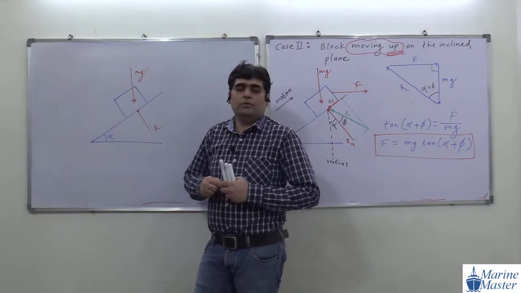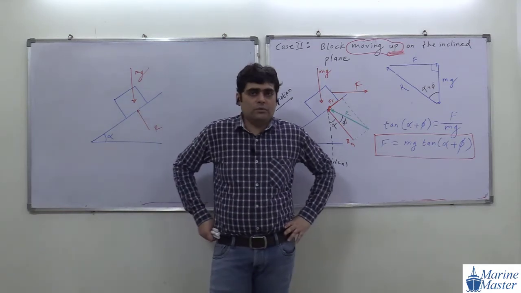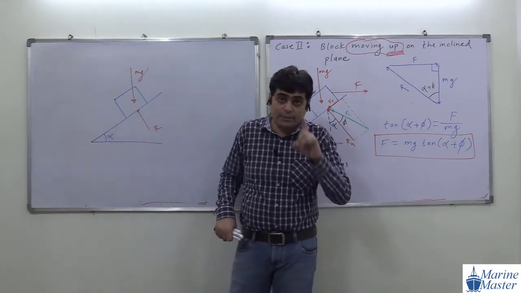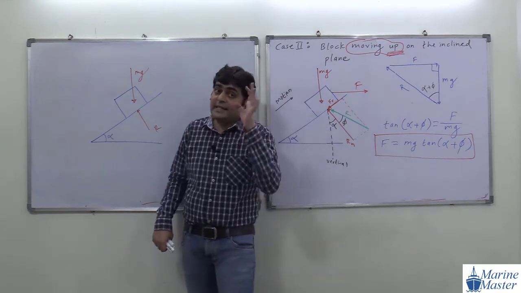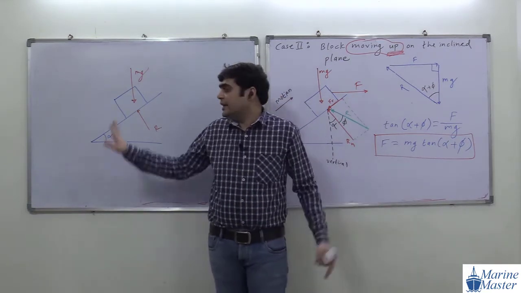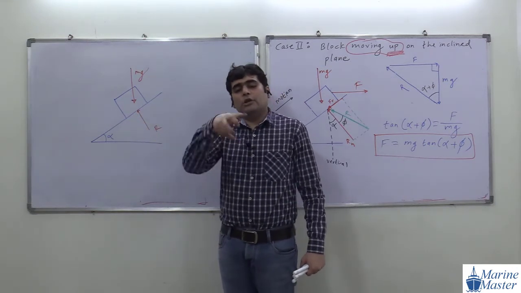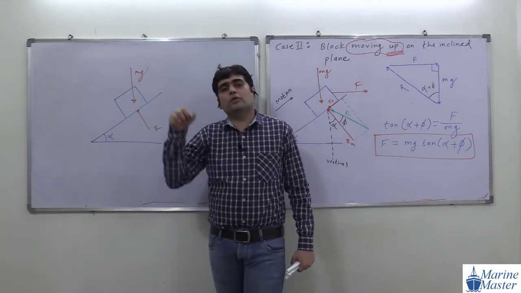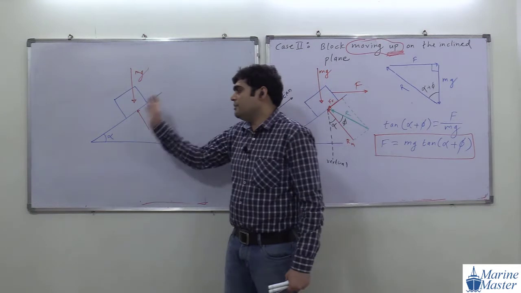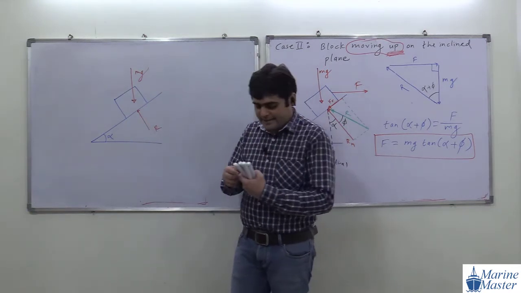Now, due to its own weight, the object tries to go down. But it is not always like that that the object will go down. The object can stay there also in this position. If the value of alpha is less, then the object will not go down. If the value of alpha is more, then the object will definitely go down. Are you getting my point?